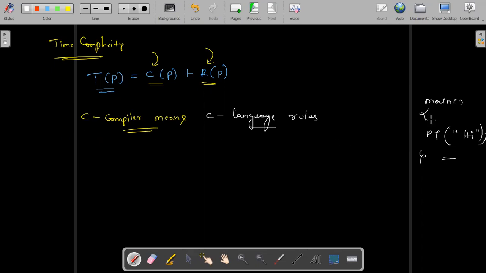This program will be given to this particular compiler. What will it do? It will check each and every line, nothing but the syntax. It will check the syntax. That is the reason why the compiler is nothing but C language rules. C compilers are nothing but C language rules.